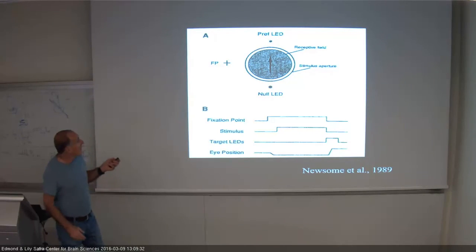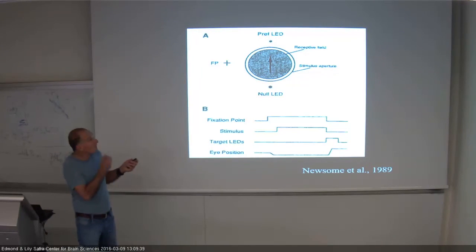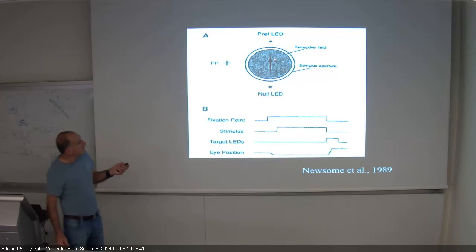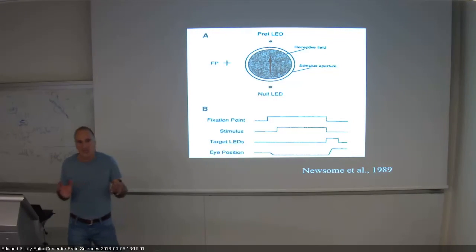So you want to have the monkey maintain fixation here, and you present the stimulus for a certain time, typically 1 or 2 seconds. Then what you train the monkey to do is tell us which was the direction of motion. Was it in one direction or the other? By switching on these LEDs here and here. If the motion was upwards, the monkey is trained to make an eye movement to this LED, and if the motion was in the other direction, it has to make an eye movement to that LED. So that's just telling us it's up or down. The monkey can't say up or down.